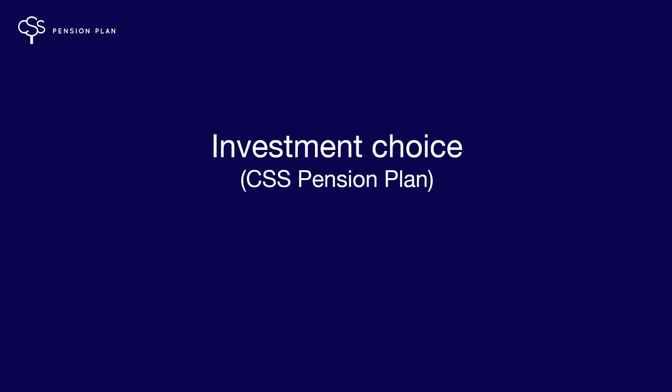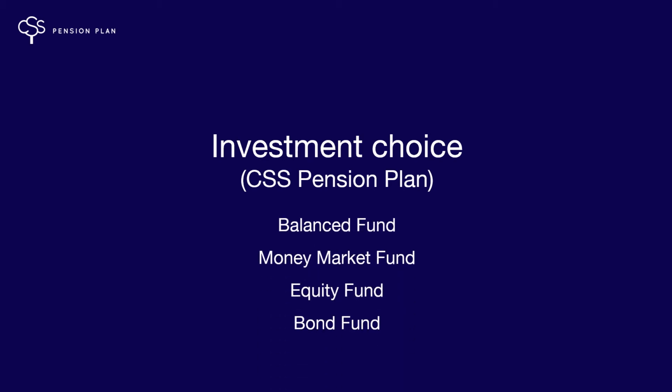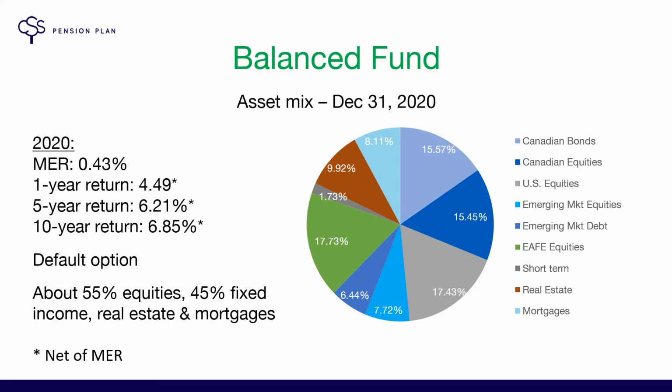The CSS Pension Plan has 4 professionally managed investment funds for its members. These funds are unique to the CSS Pension Plan and are not available anywhere else to the general public. The first fund we will look at is the Balance Fund.